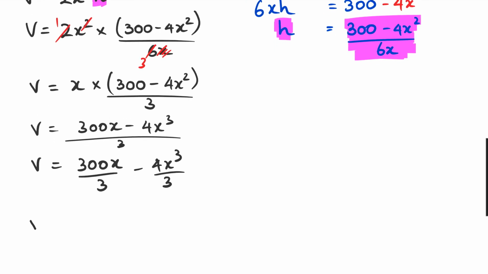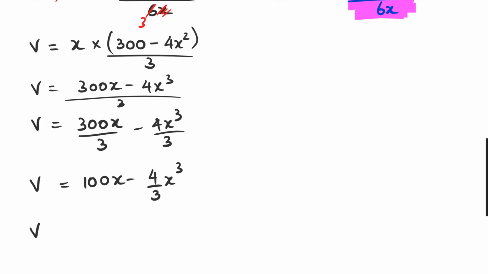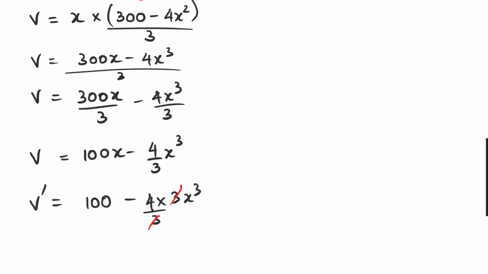So now we can differentiate this, and when we differentiate it, 300 over 3, well, that, like before, I guess I should just simplify it. I'm going to rewrite this as 100x minus 4/3 x cubed. So now differentiating it, I'm going to get 100 minus 4 times 3x squared over 3, so both 3's cancel out, and I'm left with just 4x squared. Sorry, squared, that should be squared. So v dash is equal to 100 minus 4x squared.